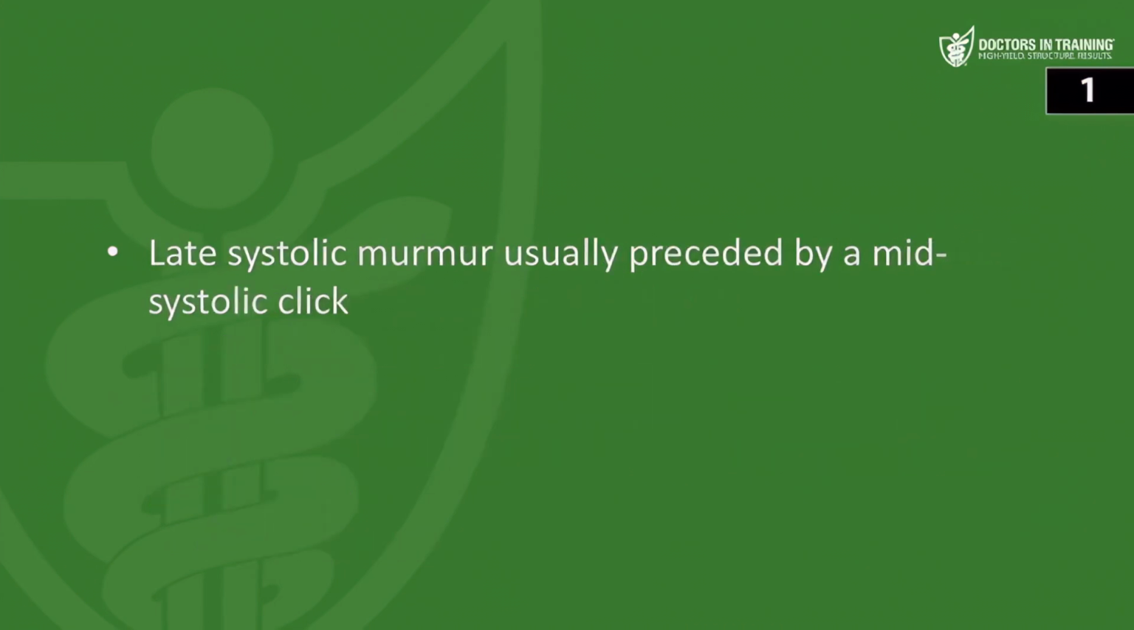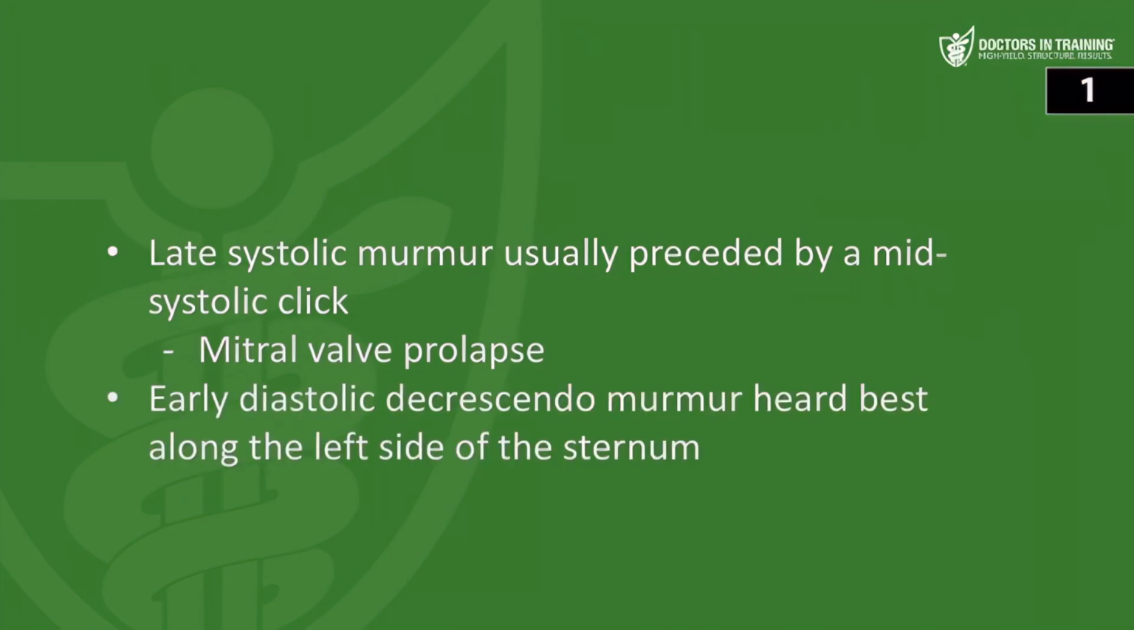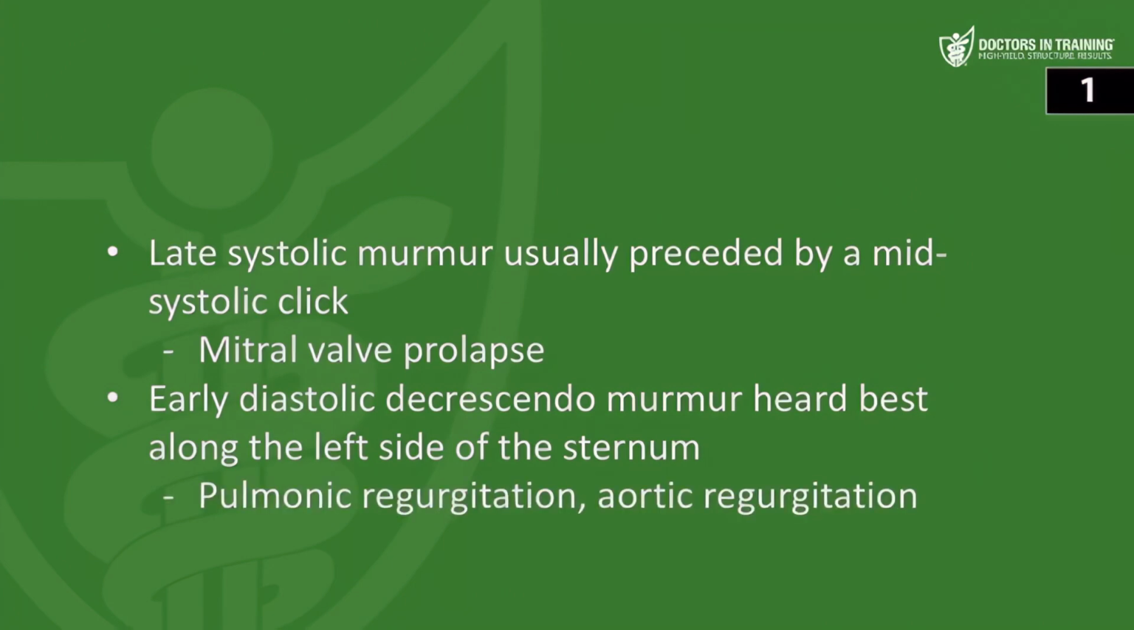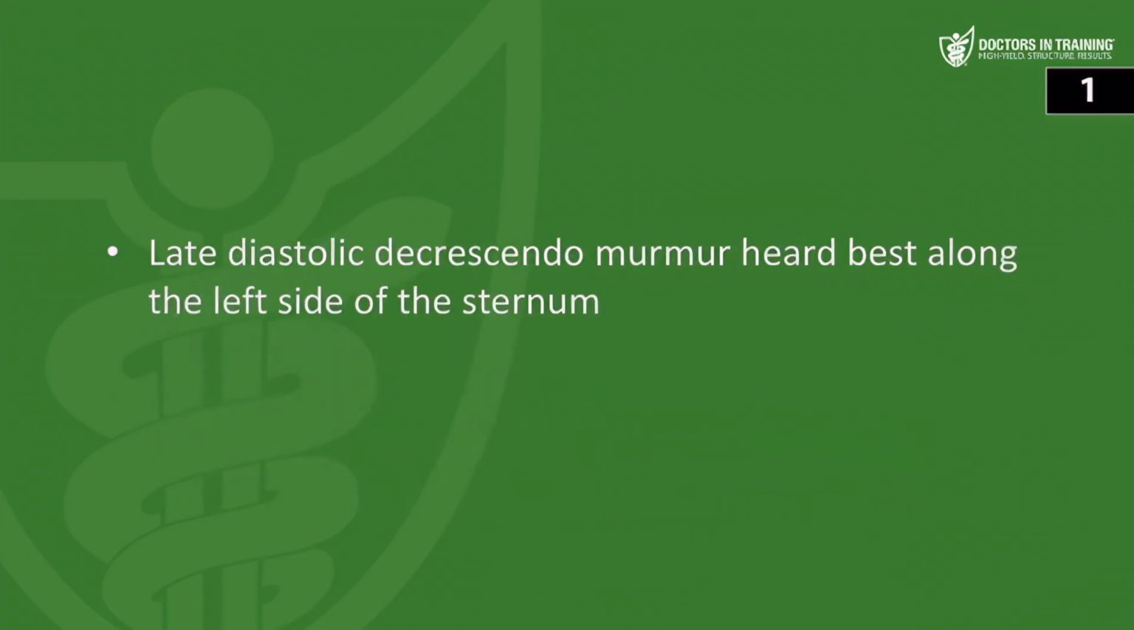Late systolic murmur, usually preceded by a mid-systolic click. That's going to be mitral prolapse. Early diastolic decrescendo murmur heard best along the left side of the sternum. This is going to be a pulmonic regurgitation, or it could be aortic regurgitation. Late diastolic decrescendo murmur heard best along the left side of the sternum, so this would be a tricuspid stenosis.